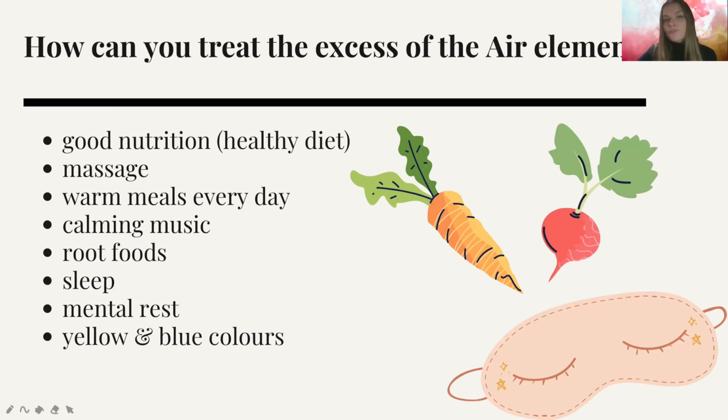And how can you treat this? So you can treat the excess of the air element by maintaining a healthy diet, so good nutrition, root vegetables like carrots, for example, implementing a healthy diet into your everyday routine, or a warm meal ideally. Calming music if you are a hyperactive type. Also, regular sleep, a good sleep, so that you can get your mental rest. And yellow and blue colors are also very helpful to balance the excess of air energy.